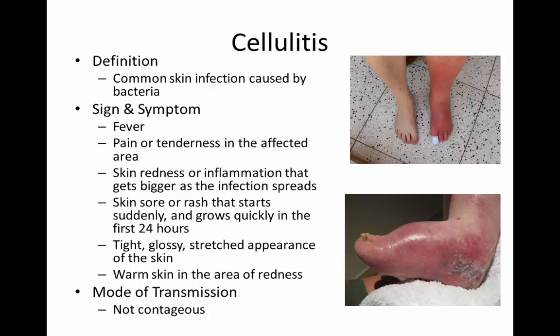Cellulitis is a common skin infection caused by bacteria. Signs and symptoms include fever, pain or tenderness in the affected area, skin redness or inflammation that gets bigger as the infection spreads, skin sores or rash that grows quickly or suddenly in the first 24 hours, tight, glossy, stretched appearance of the skin, warm skin in the area of redness. There is no mode of transmission and cellulitis is not contagious.